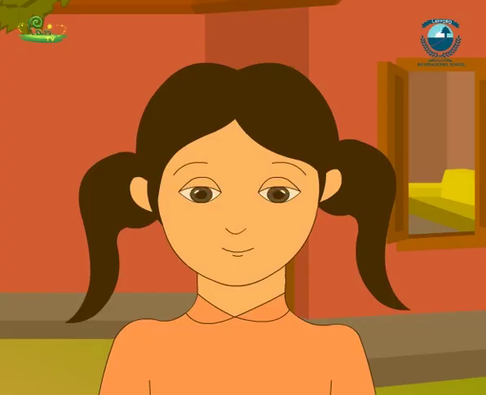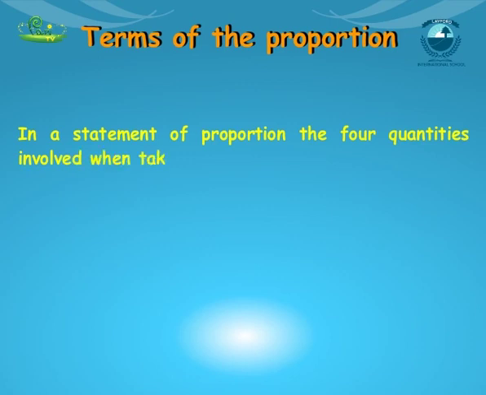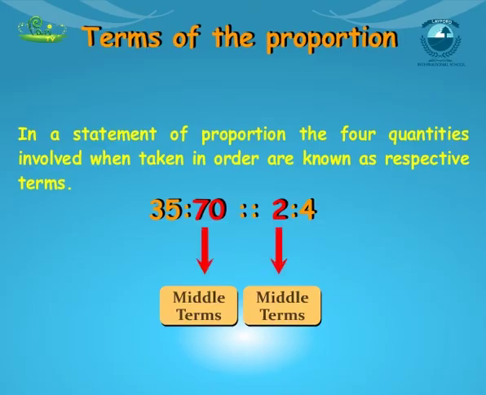Now I'll tell you about the terms of the proportion. In a statement of proportion, the four quantities involved when taken in order are known as respective terms. If the given proportion is 35:70 proportionate to 2:4, here 35, 70, 2 and 4 are the four terms. 35 and 4 are the extreme terms, whereas 70 and 2, they are the middle terms.